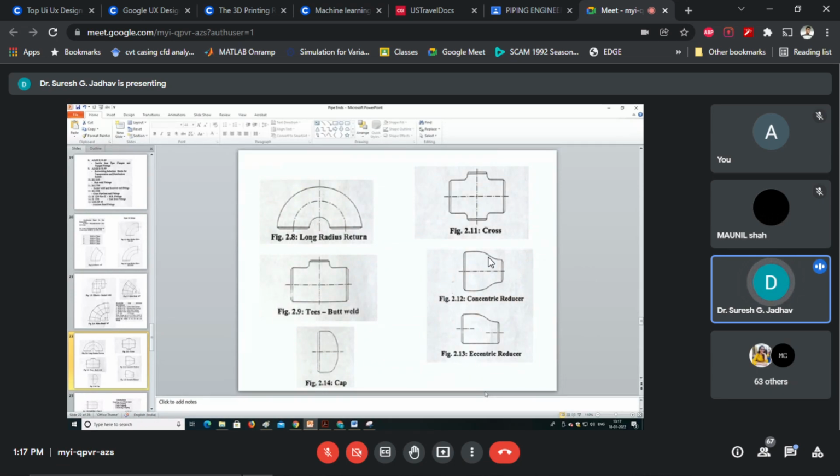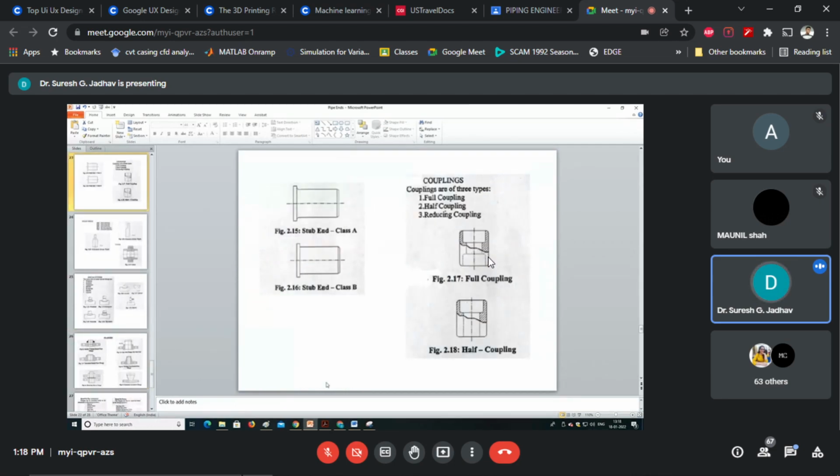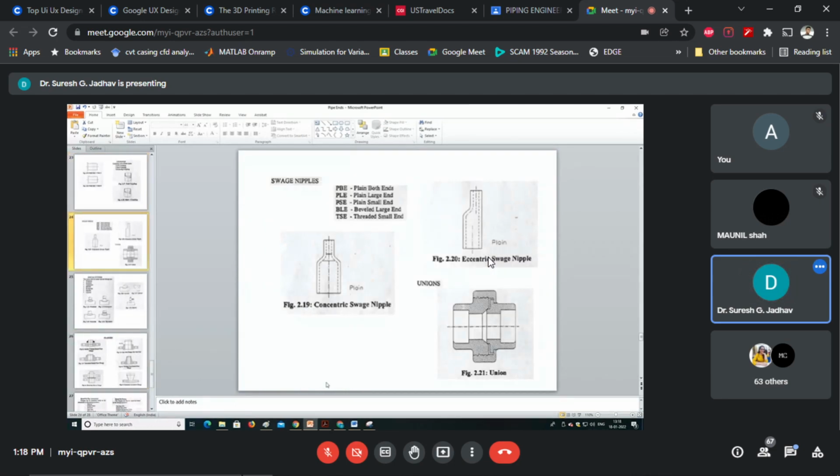There are no eccentric reducers in socket weld fittings. In socket weld fittings, eccentric reducer fittings are not available, and swage nipples are used. See here, you can see some swage nipples.